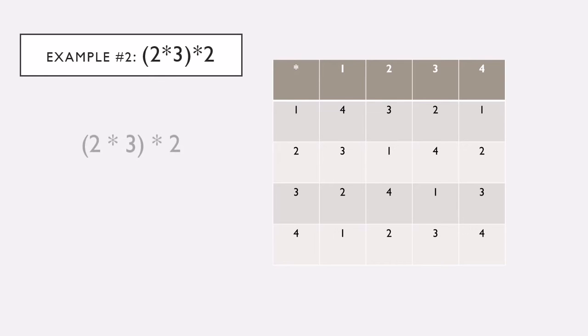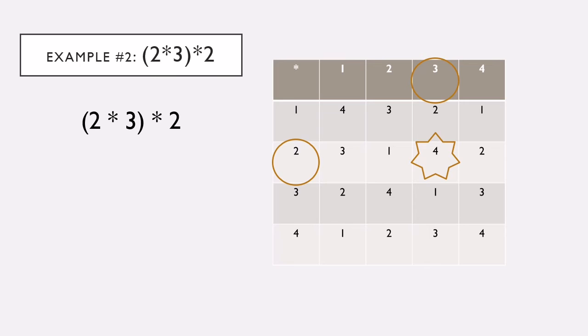So we're going to bring that down, and then the first thing that we're going to do is to find the answer inside this parenthesis, which is the answer of 2 binary operation 3. So we're going to plot that in our table. We have the first value, which is 2. We're going to plot that in the left-hand column. And then we're going to plot our second value, which is number 3, in the top row, right there. As usual, we're going to find their intersection, which is number 4.